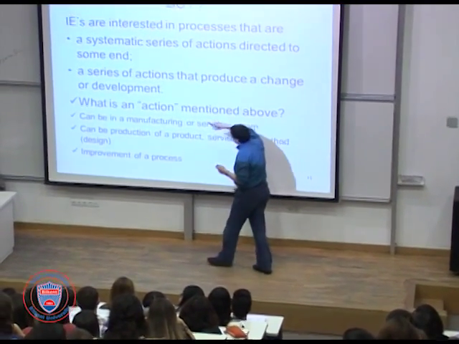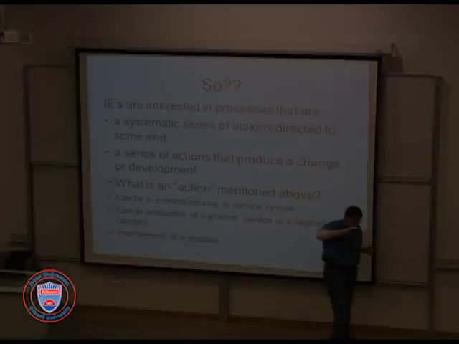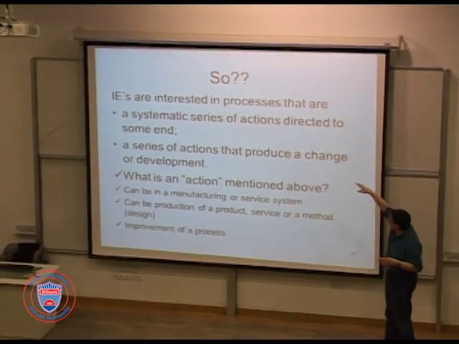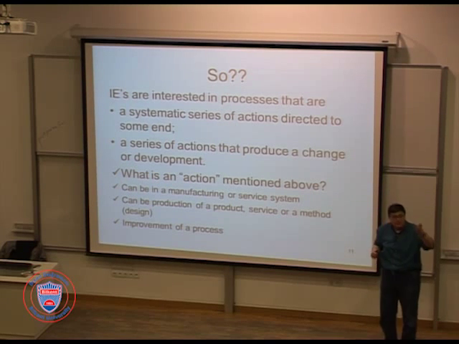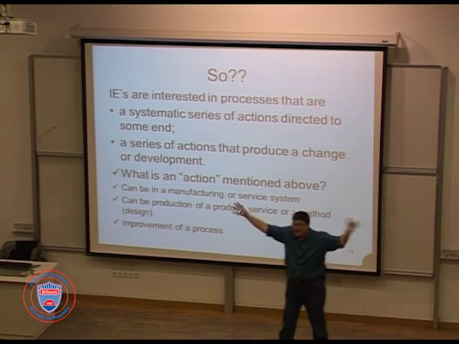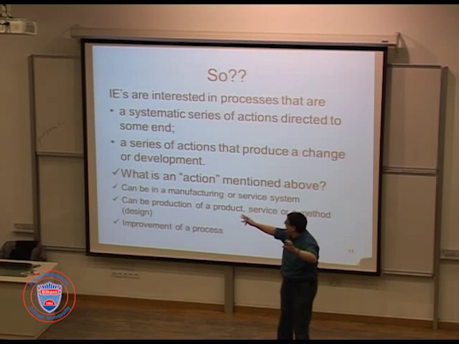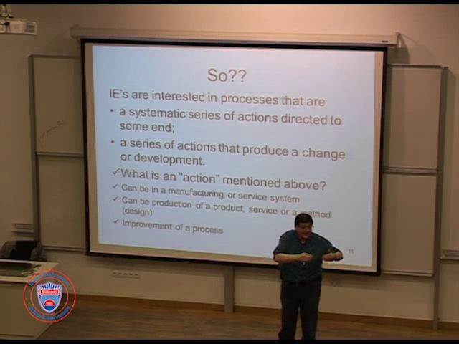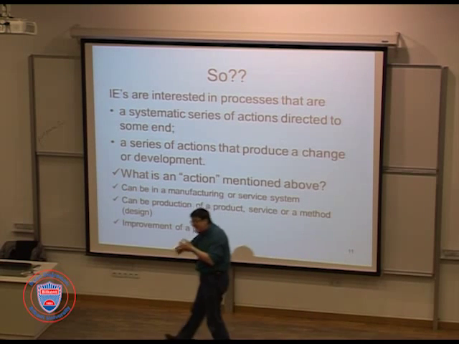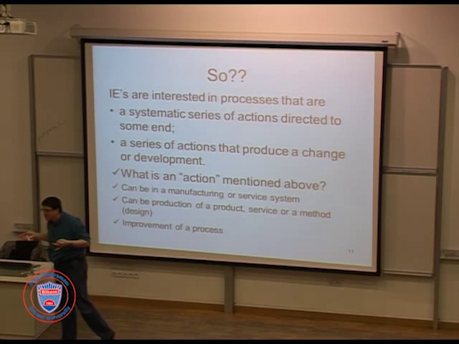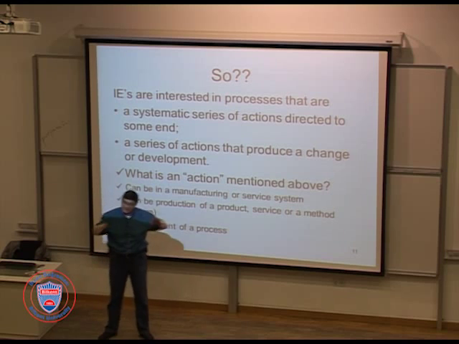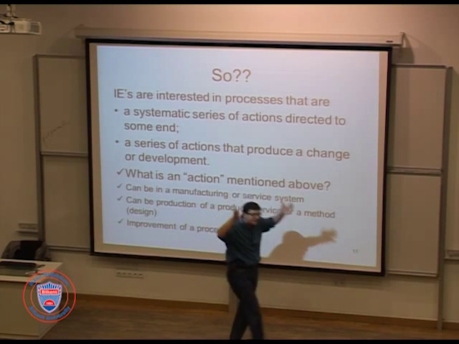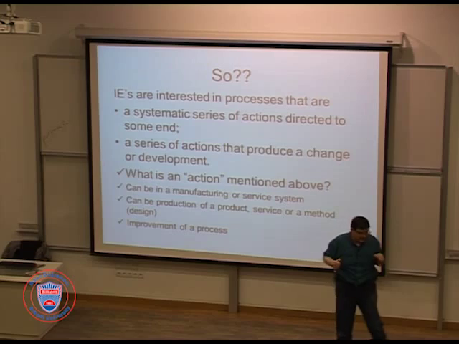So when you look at the definition of the process, a systematic series of actions, as IEs, what we're going to do is we're going to first observe the whole process, understand what the whole process is, and then systematically come up with a certain way of improving it or designing it if it is something new. Okay? And we're going to use our techniques here and there, but basically our understanding, engineering orientation is going to bring all of them together.